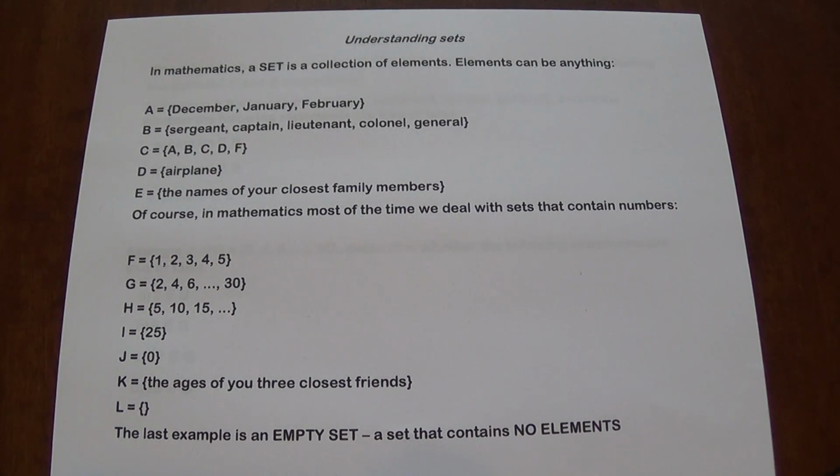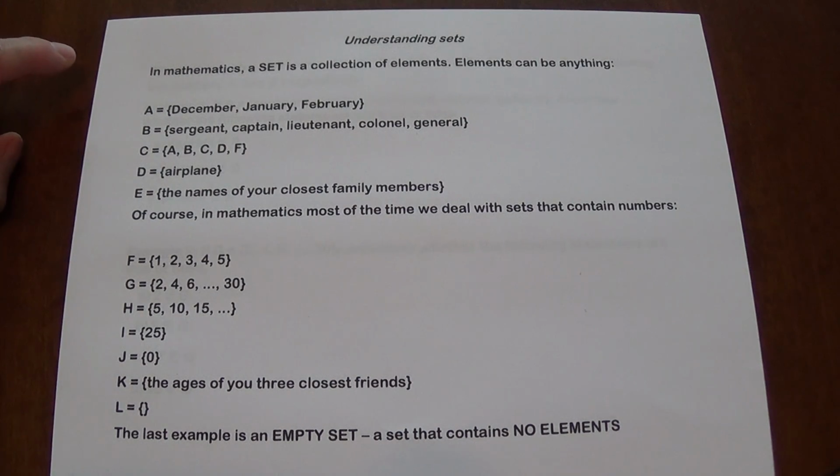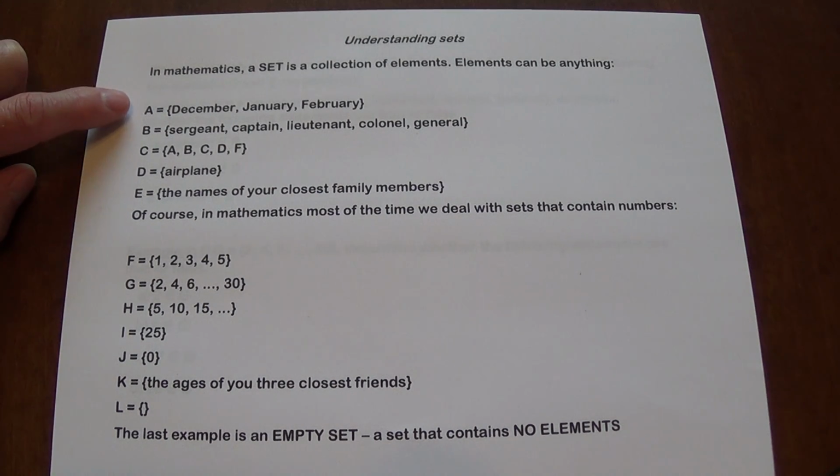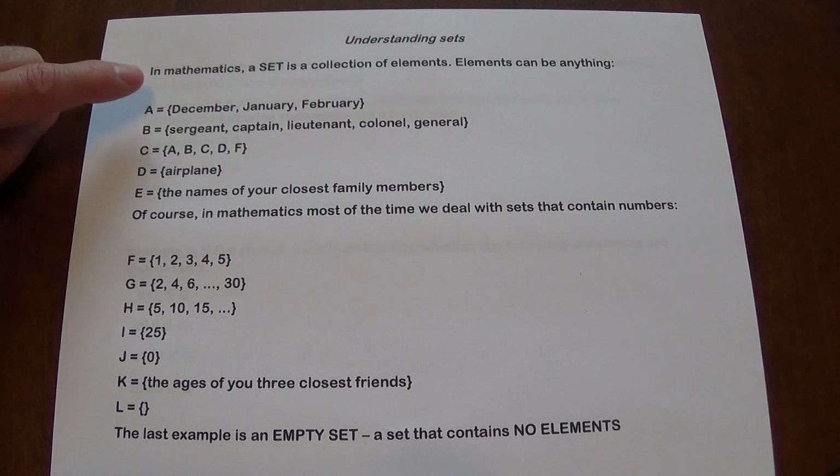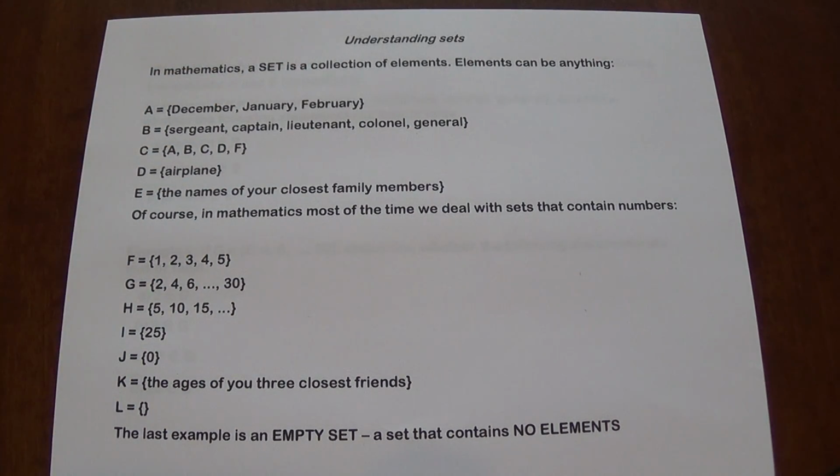Hi, today we are going to talk about sets. By a set in mathematics we understand a collection of elements, and elements can be absolutely anything. So I have some examples of what sets could be. This is 3 winter months here. Please note that we use curly braces to indicate that we're dealing with a set.